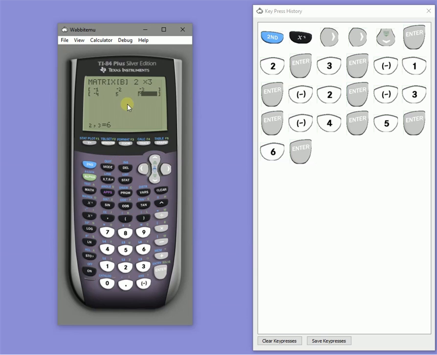Again, to get out of our matrix menu, we're going to push second and then quit. So it brings us back to our home screen, the blinky cursor screen. Now, we have gotten two matrices into the calculator. What we now need to do is pull them up, and then also how do I add them? How do I multiply them?